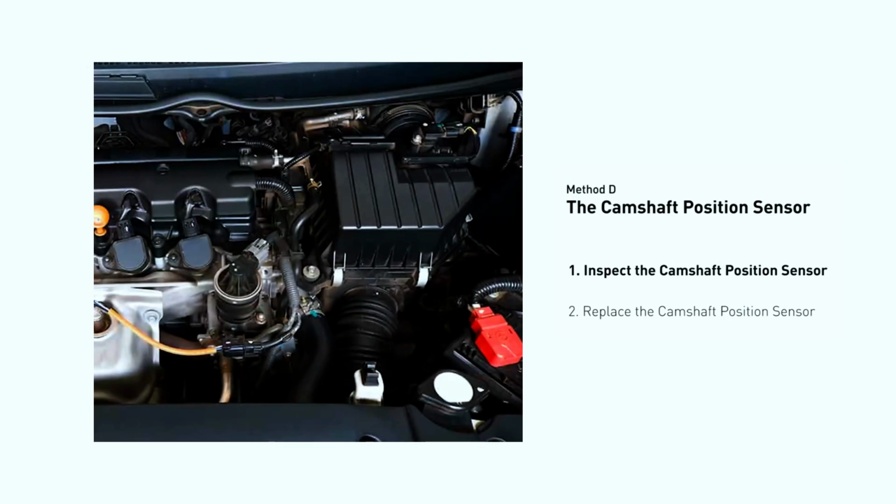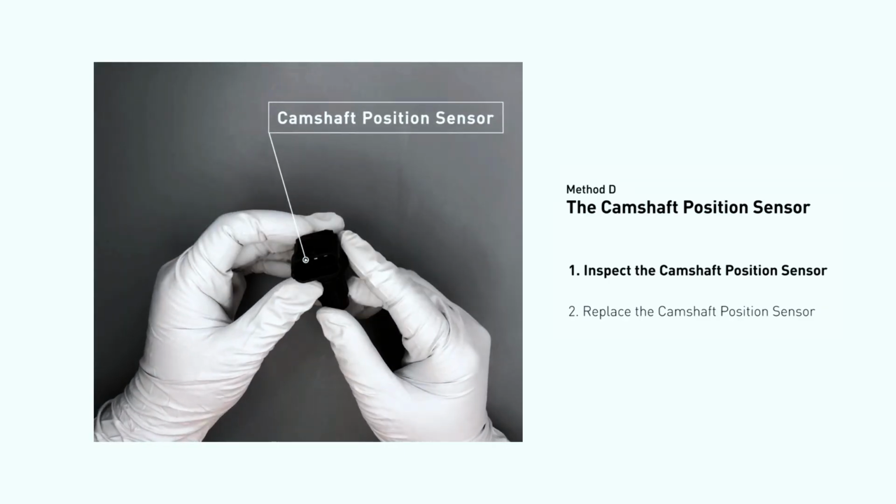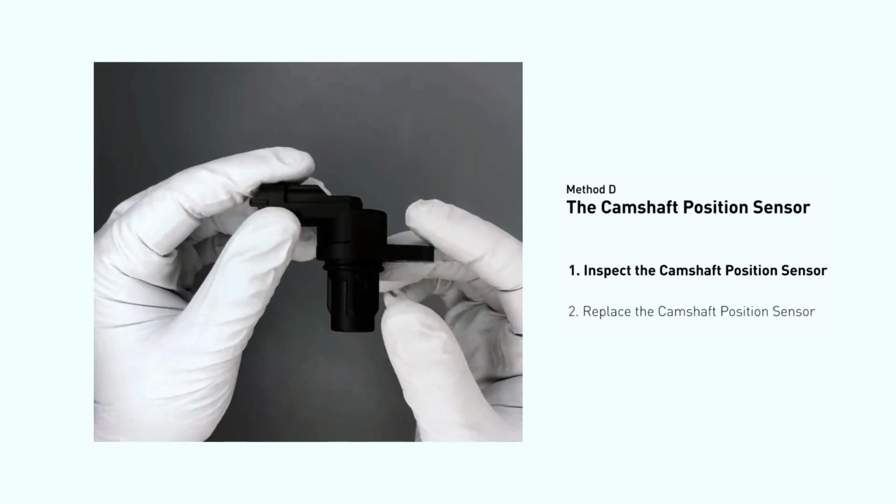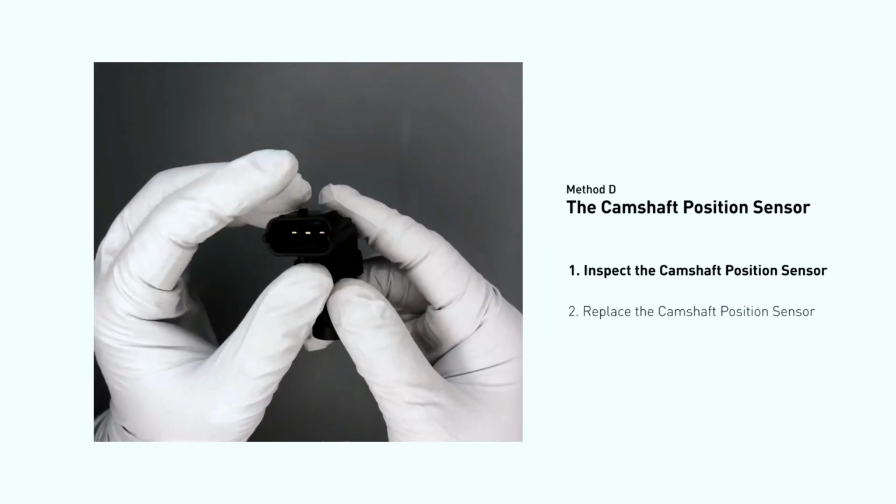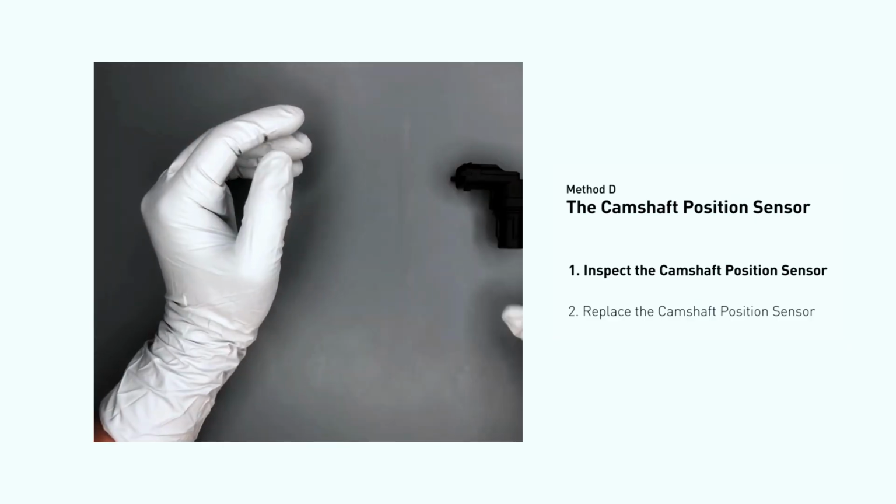Method D, the crankshaft position sensor. The crankshaft position sensor is most often located on the front underside of the engine. It can usually be found mounted to the timing cover. First, carefully remove the crankshaft position sensor from the vehicle. Visually inspect the sensor to make sure it hasn't been contaminated by a leak from another engine component.